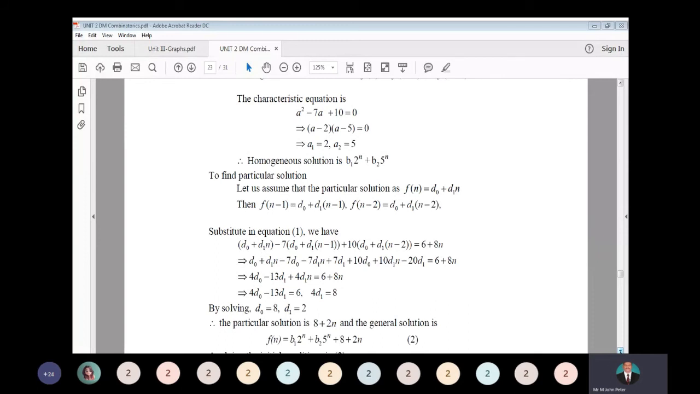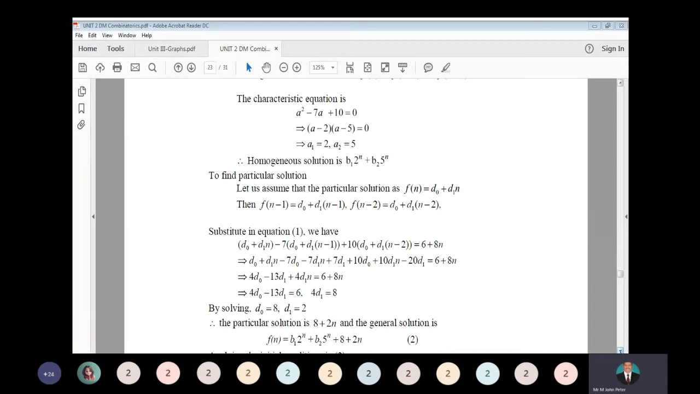So we have the equation f of n minus 7 f of n minus 1 plus 10 into f of n minus 2. In that, replace the above values of f of n minus 1 and f of n minus 2 in the left hand side. So when you do it in the form of d0, d1 you will get d0 plus d1 n minus 7 d0 minus 7 d1 n plus 7 d1 plus 10 d0 plus 10 d1 n minus 20 d1 is equal to 6 plus 8n.